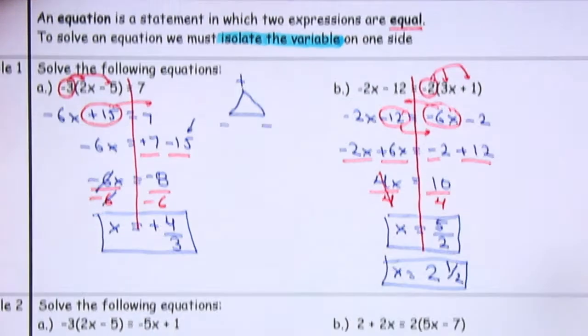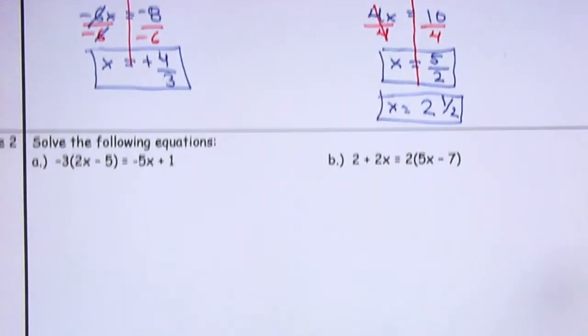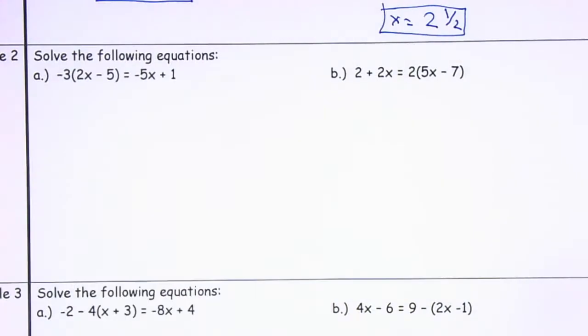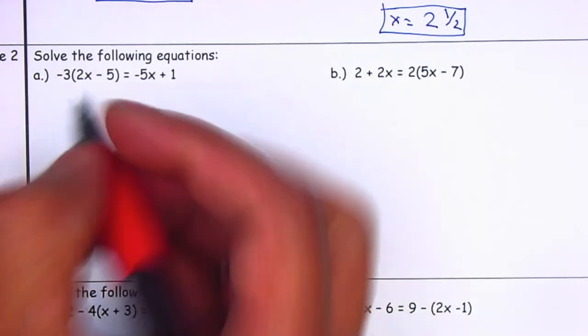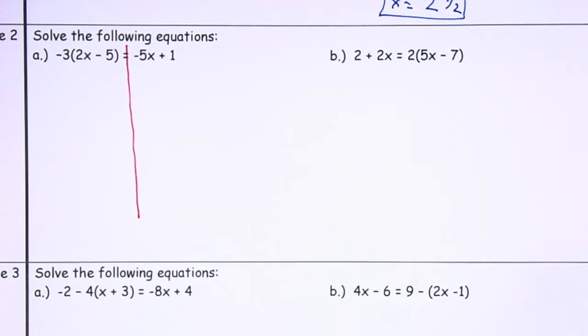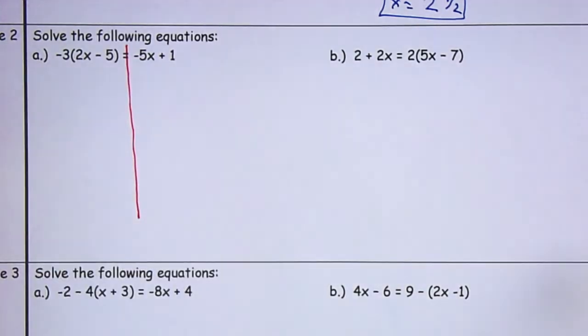Let's move on to example number 2. Very similar. We want to be able to leave the x by itself. So first, let's divide the equation into 2 sections by the equal sign. If you notice on the left, you have the distributive property. So go and try it out. It will be very similar to example number 1. Try it out, see what you get, and then we'll compare answers. So go ahead and pause it.